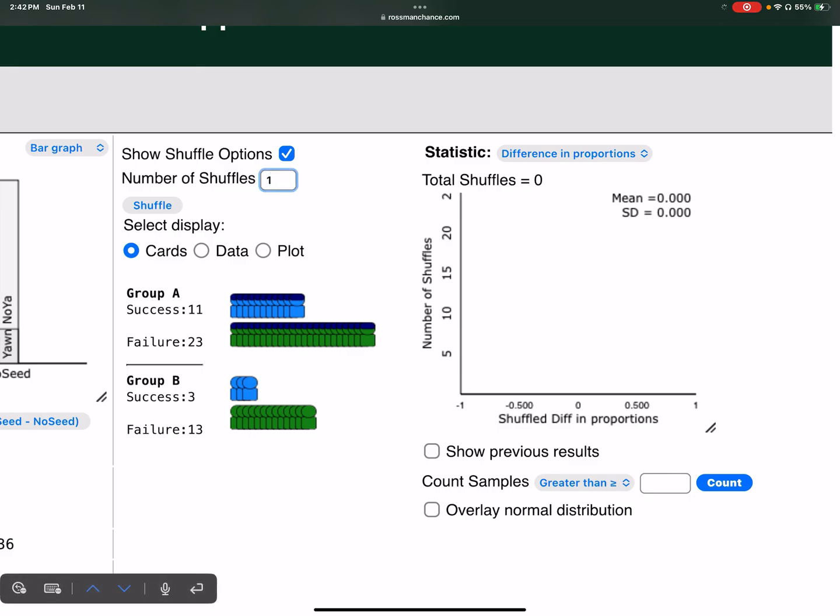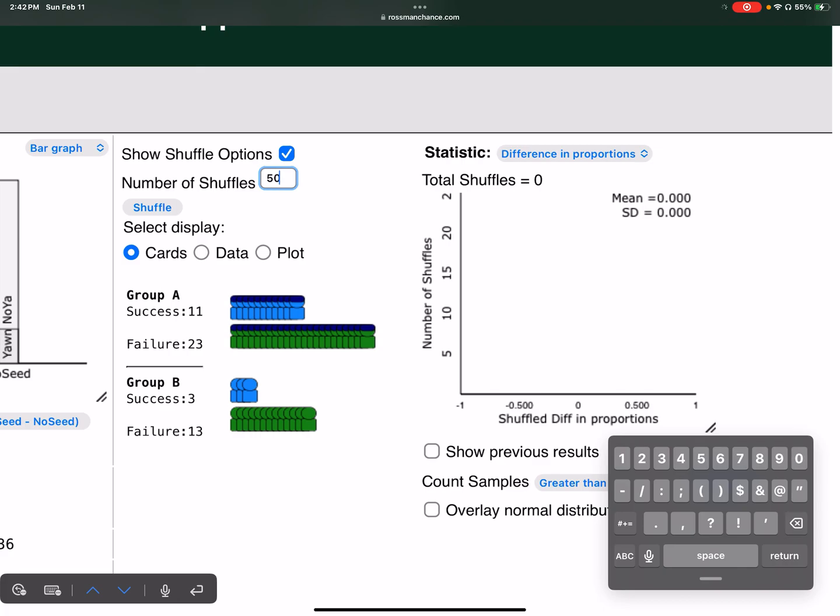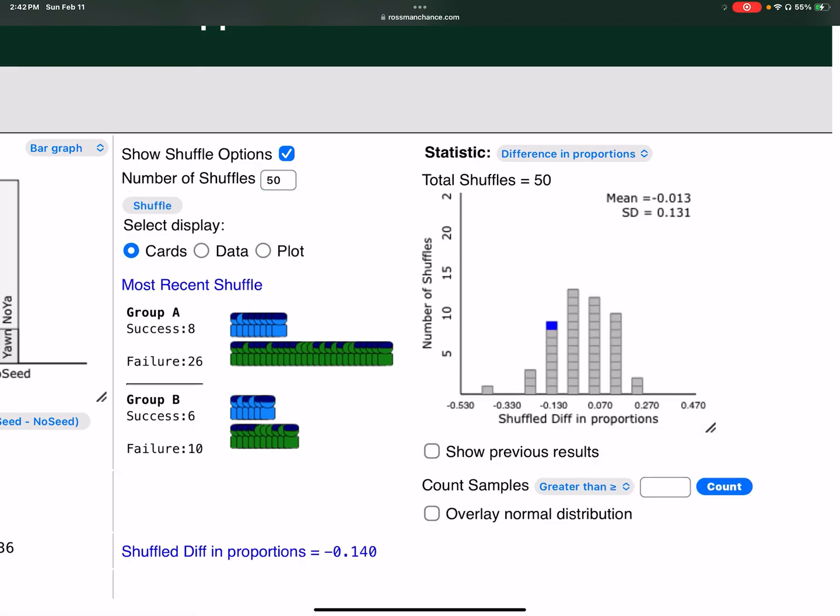And I'm going to say that I want 50 shuffles. And then I'm going to hit shuffle. So there are my 50 simulations of doing what we just did, having them sorting, randomly assigning them to groups, and then calculating all of this, and then finding those differences in proportions.